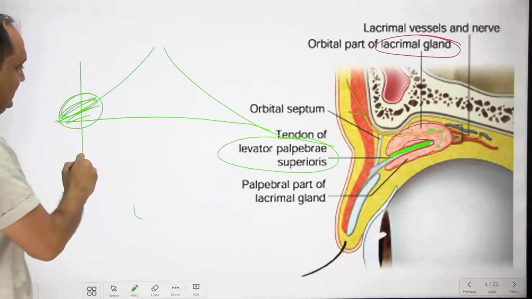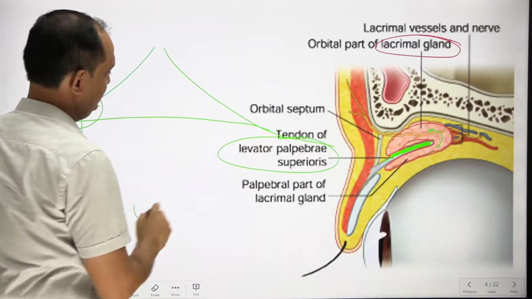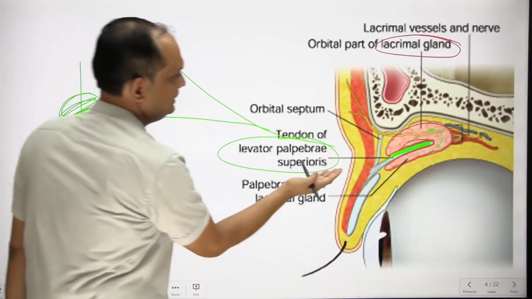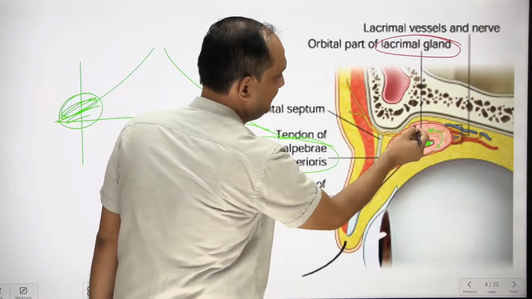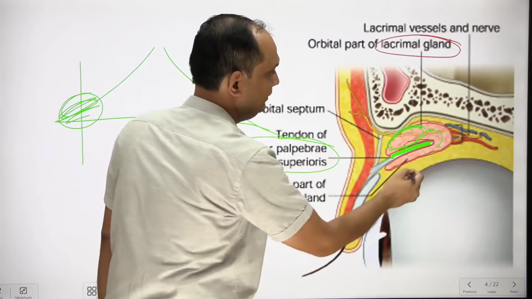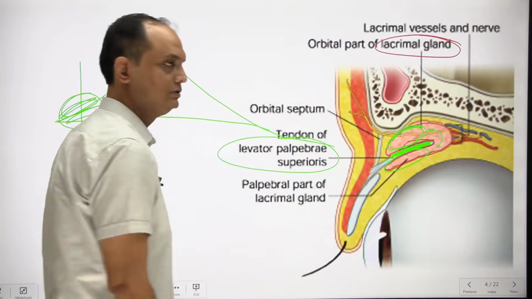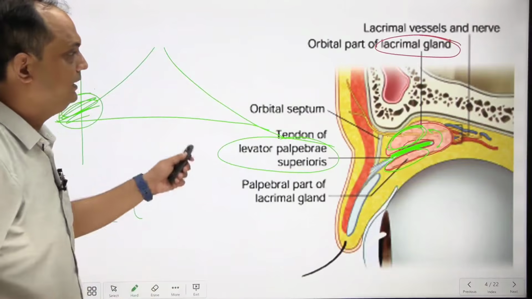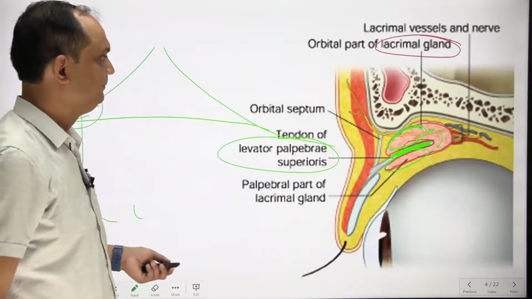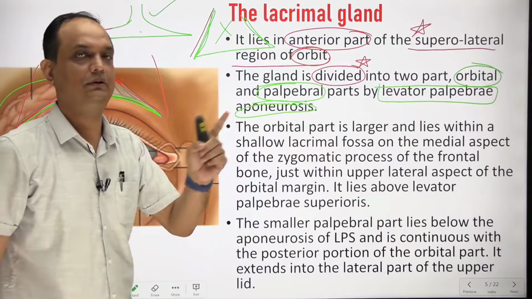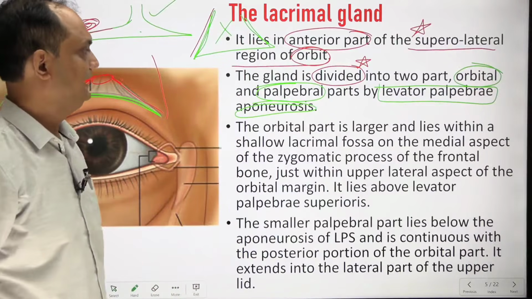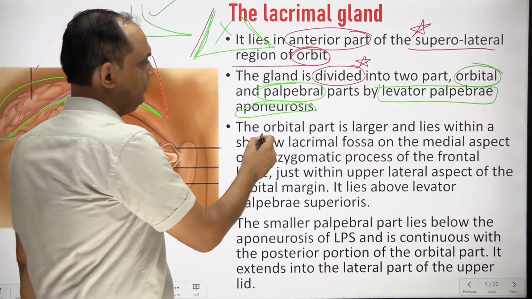So when you cut and look at it, you are able to appreciate that this aponeurosis is dividing the gland into two parts. The upper part is known as the orbital part and the lower part is known as the palpebral part of the lacrimal gland. Clear? So this is the line which you should always keep in mind when you are writing a question on the lacrimal apparatus.